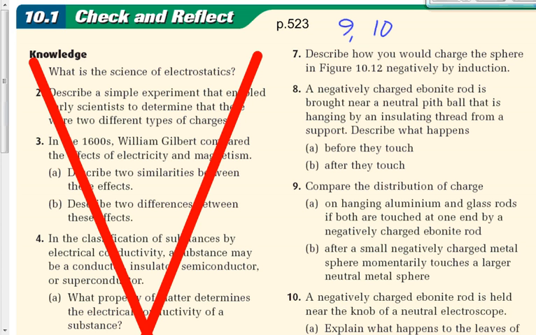Number 9 says, compare the distribution of charge on hanging aluminum and glass rods if both are touched at one end by a negatively charged ebonite rod. Aluminum and glass. What's the difference there between aluminum and glass? Yeah, aluminum is a way better conductor than glass is, right? Glass is a pretty good insulator. Aluminum is a very good conductor.